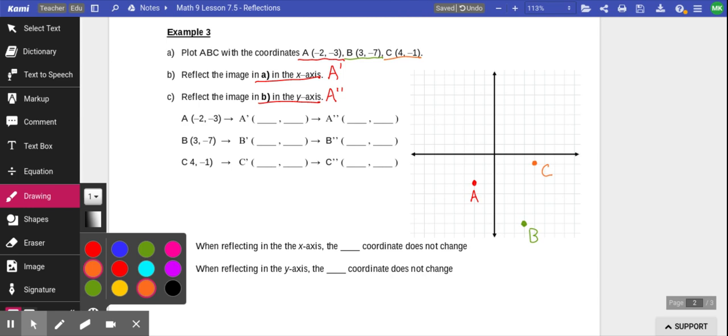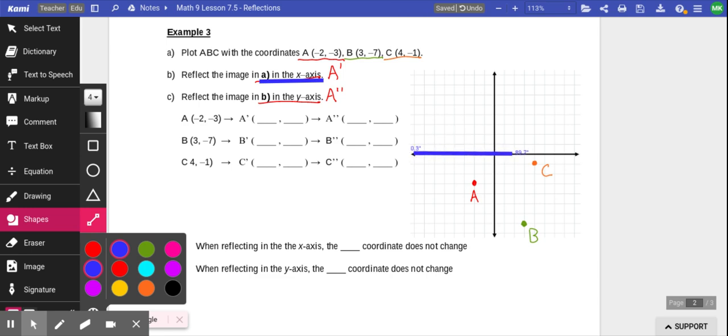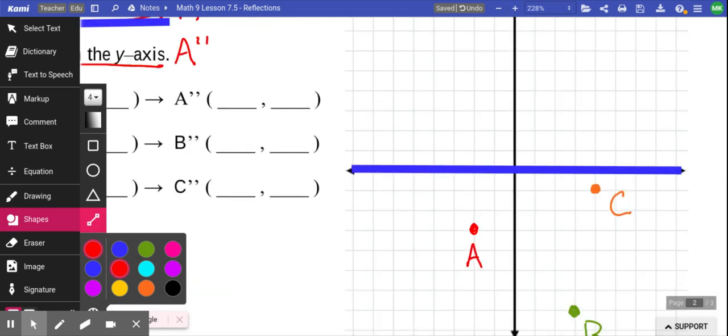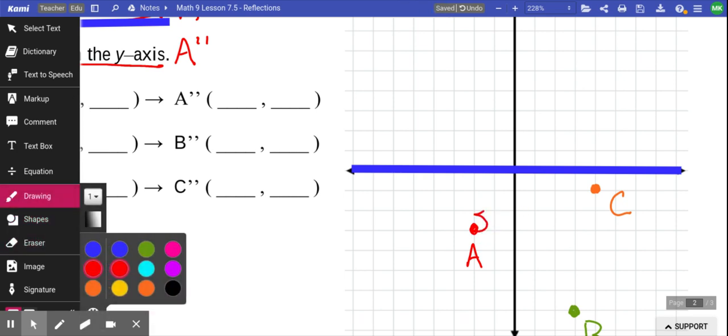Beautiful. We're going to do part B first. It says reflect the image in the x-axis. So to reflect in the x-axis, that means I want to flip to the other side of the x-axis. When I'm doing that and I look at point A, it would go from there to 1, 2, I'm still on my shapes. It would go 1, 2, 3 away to 1, 2, 3 away. So A prime is now there.